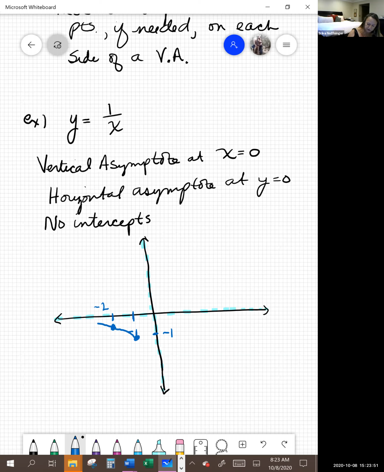We're going to get closer and closer to this as x goes to negative infinity. But if I plugged in -1/2 in here, 1 over -1/2 is -2. So this is shooting down to negative infinity.